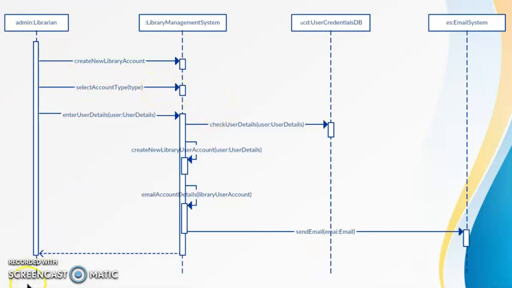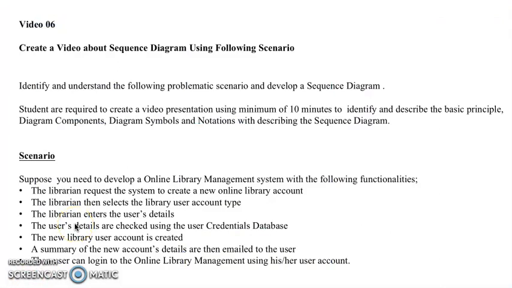So this is a question. I'll show you the question first. This is the question. The scenario is, suppose you need to develop an online library management system with the following functionalities. So these are the functionalities that we have to put into the management system, as you can see.